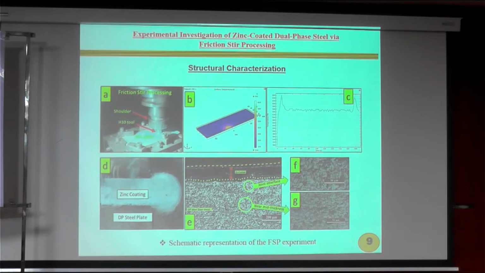So in our study, we have taken zinc as the coating material. We have done it through friction stir processing. Is there any possibility of surface coating this way or not? It's a new trial we have done in our laboratory.